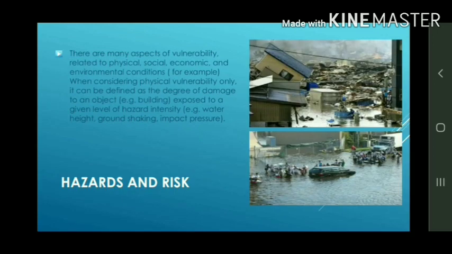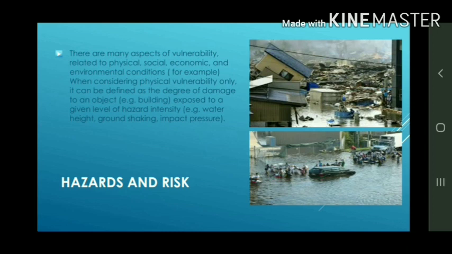Next, there are many aspects of vulnerability related to physical, social, economic, and environmental conditions. For example, when considering physical vulnerability only, it can be defined as a degree of damage to an object, for example, a building exposed to a given level of hazard intensity, for example, water height, ground shaking, impact pressure.